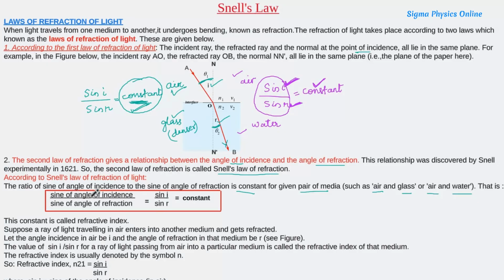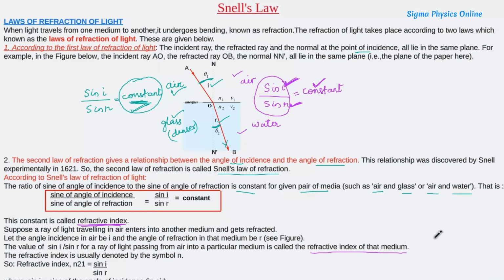So we can write this as the sine of angle of incidence divided by the sine of angle of refraction is equal to sine I by sine R, which is a constant. This constant is known as the refractive index. Suppose a ray of light traveling in air enters into another medium and gets refracted. Let the angle of incidence in air be I and the angle of refraction in that medium be R. So this is the figure which we can refer to. The value of sin I by sin R for a ray of light passing from air to a particular medium is called the refractive index of that medium.